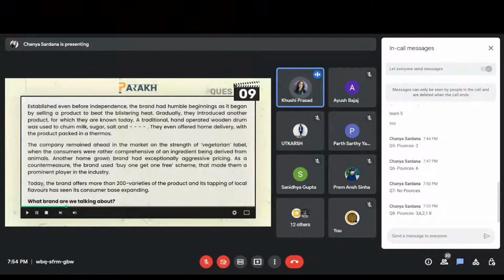Another homegrown brand had exceptionally aggressive pricing. As a countermeasure, the brand used a buy one get one free scheme that made them a prominent player in the industry. Today, the brand offers more than 200 varieties of the product, and its tapping of local flavors has seen its consumer base expanding. What brand are we talking about? So this is direct for Team 6 and the pounds windows are now open.